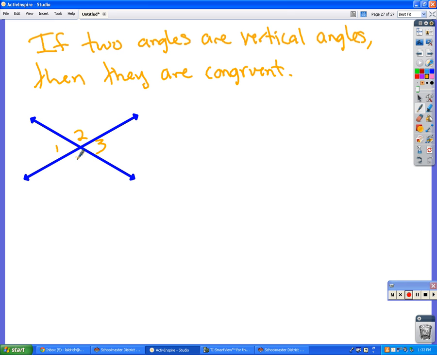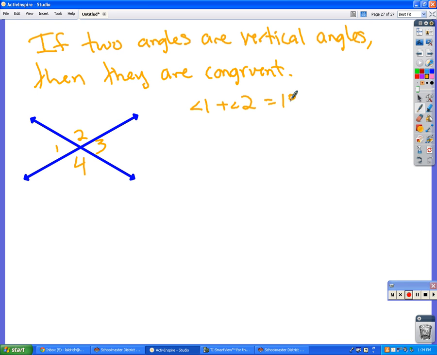What I'm going to do now is use a deductive reasoning argument to convince you that that will always be true. Are you ready? Yes. Okay, so the first thing I'm going to do is say angle 1 plus angle 2 in this diagram would equal what? 180. How do I know that? Because there's a line.